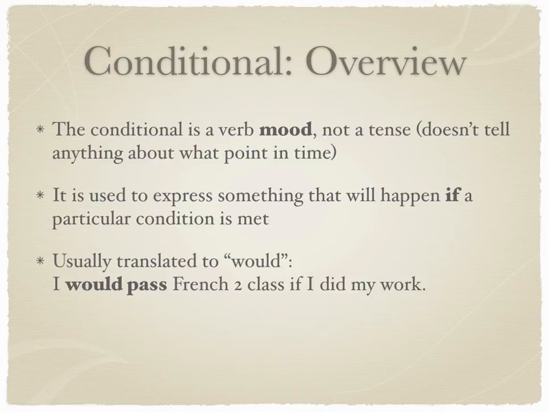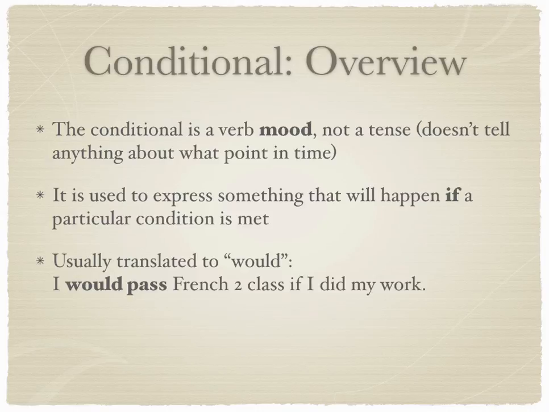So the difference between the two is that a verb tense tells us something about when an event happens. So it's either past tense, it has already happened, it's present tense, it is happening now, or it's future tense, it's going to happen. A verb mood is a conjugation where it's giving us information about something other than when.